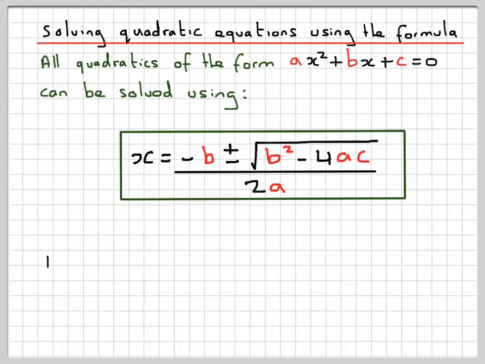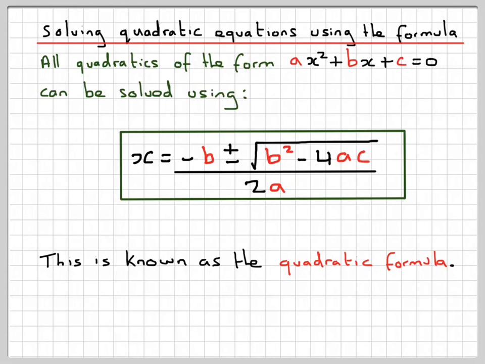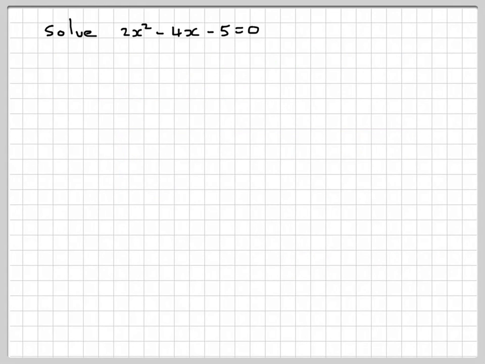Emphasis on the all there. This is known as the quadratic formula. Right, let's now do one example to show how this is done. So we'll solve 2x squared minus 4x minus 5 is equal to 0. This you cannot factorize, so we'll use the quadratic formula.